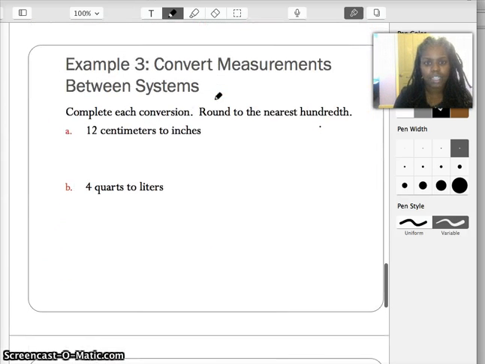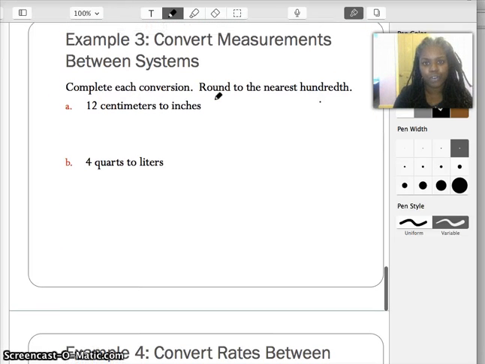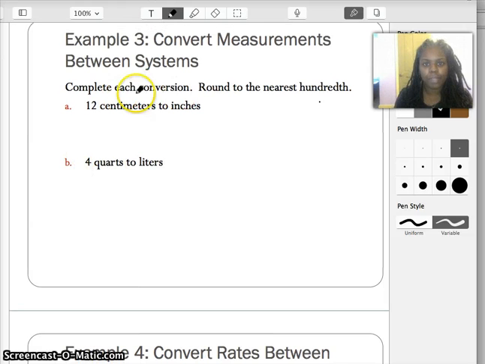So let's take a look at this next problem. Example 3 says convert the measures. We're going to complete each conversion and round to the nearest hundredth. When you see something like that, generally you're going to be using a calculator, because the numbers can be more difficult to deal with, and calculators are okay here.